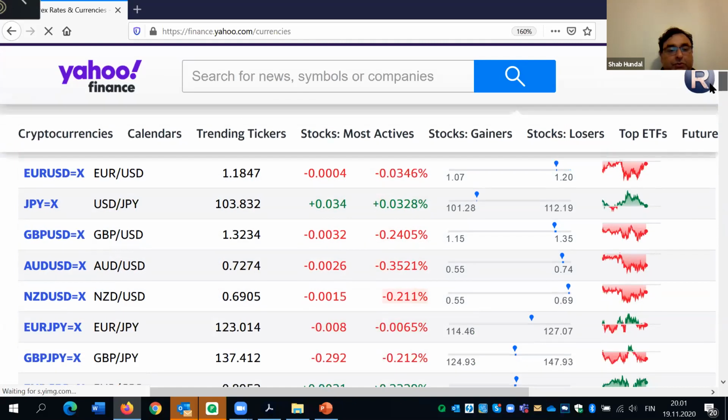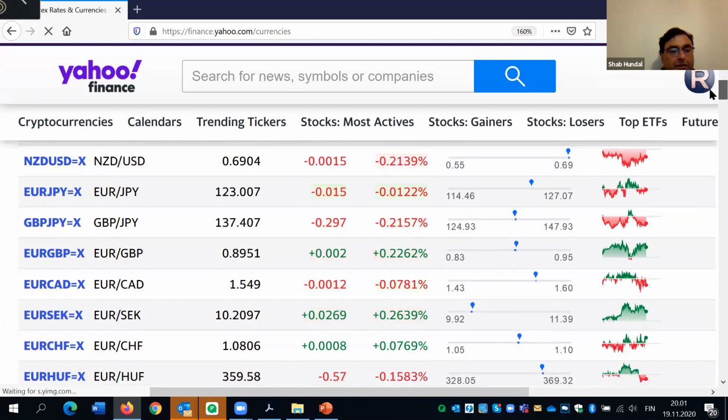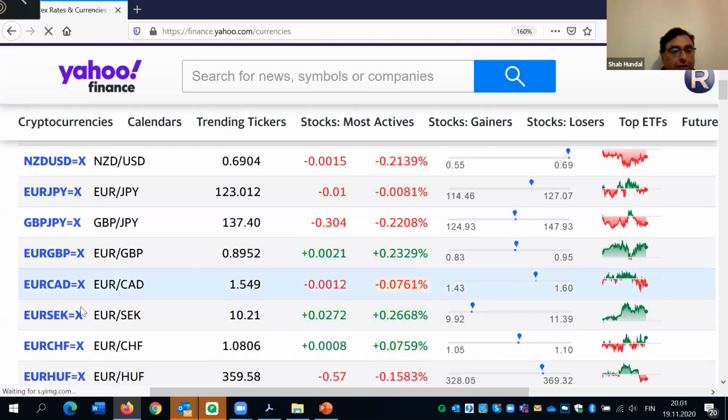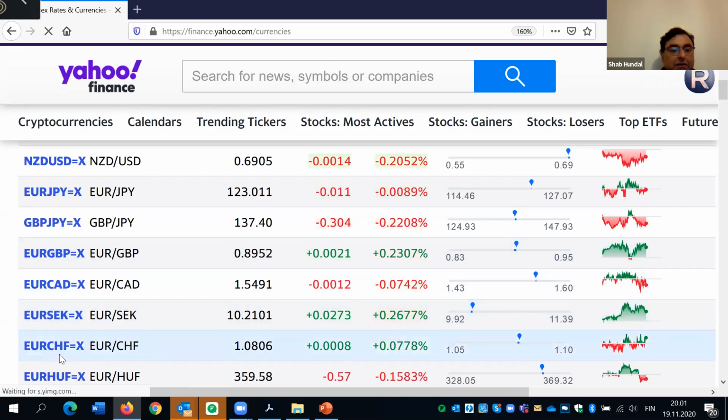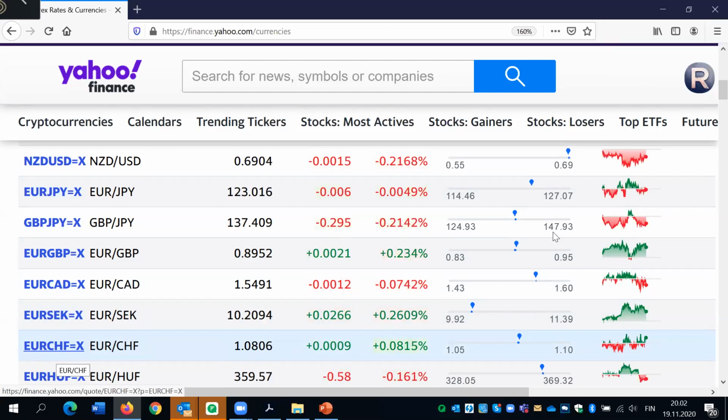then you have the Euro Japan, GBP, Canadian dollars, Swedish, I don't know, what is SEK? Is it Swedish krona? Yes. And CHF is Swiss, what's the name of the currency of Switzerland? Swiss franc? Yeah, Swiss franc.